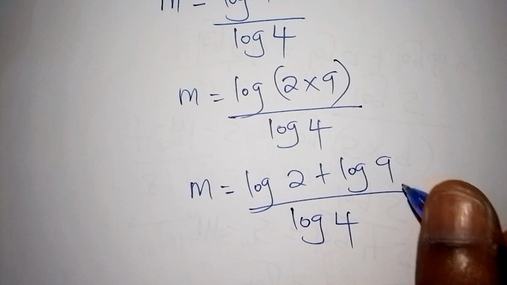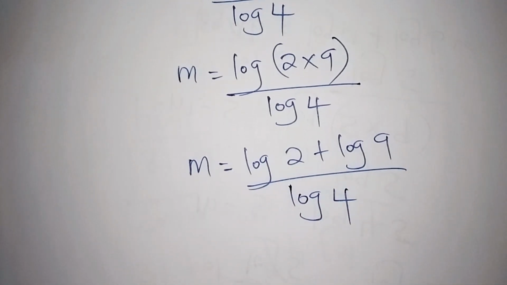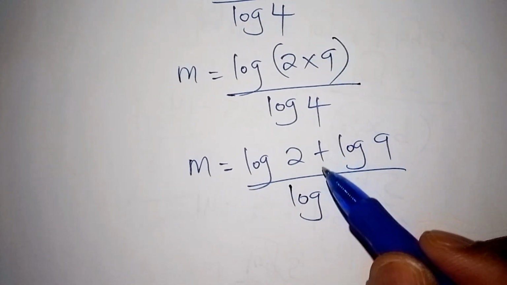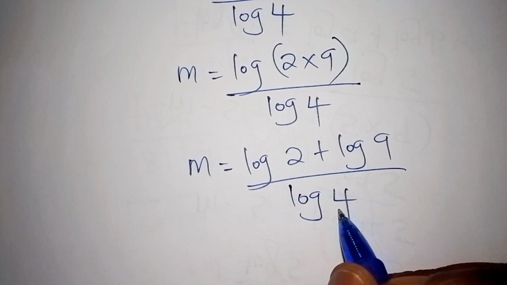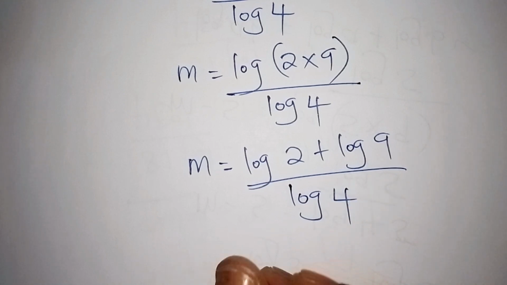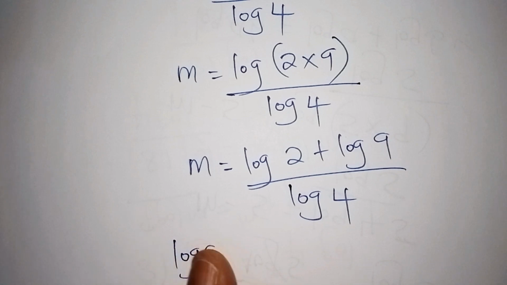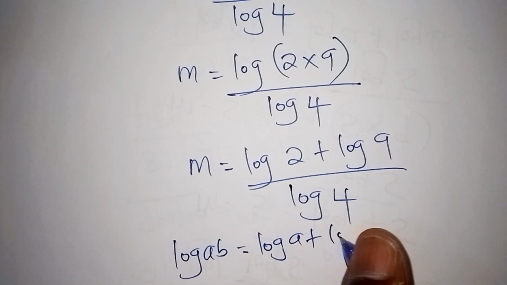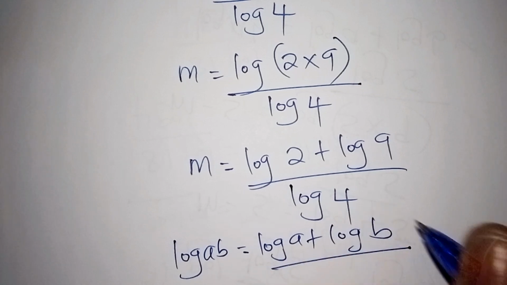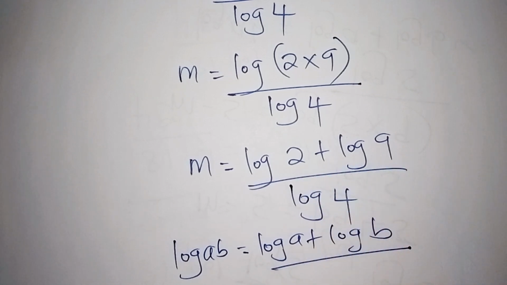Why do we have such a number? Our multiplication changed to addition because of the laws of logarithms. Assume we have the log of AB. This can also be written as the log of A plus the log of B. That is why we end up with the log of 2 plus the log of 9.